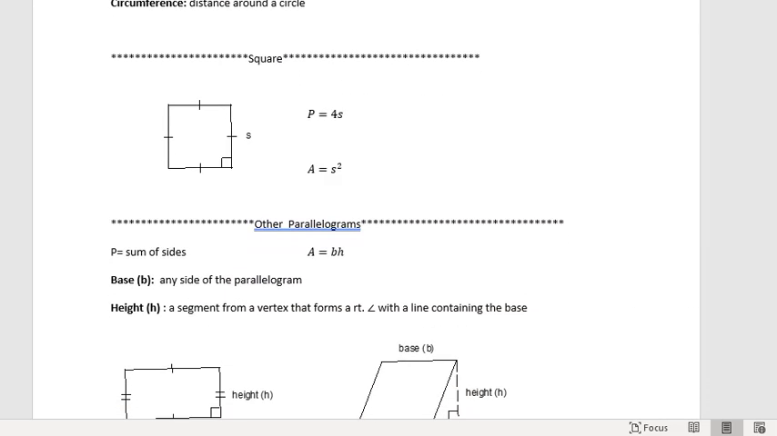So quickly, we will look at a square. Perimeter is 4s. Add 4 sides, they're all the same in a square. Area is s squared, or s times s, since the sides are the same.